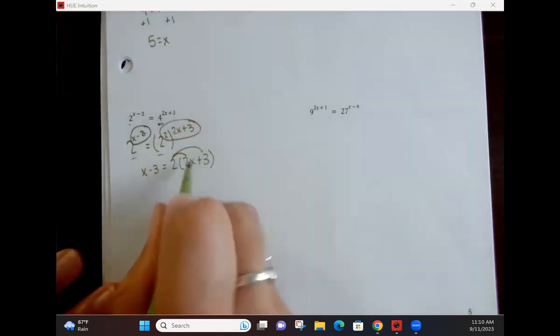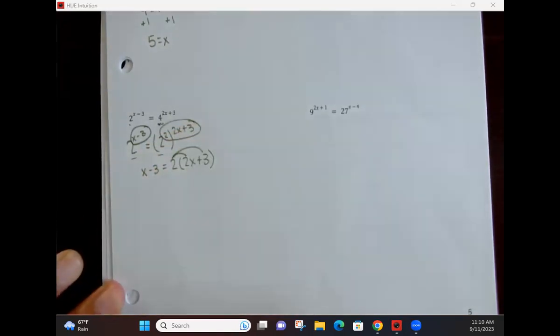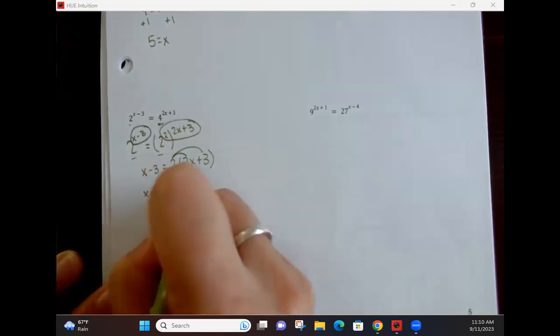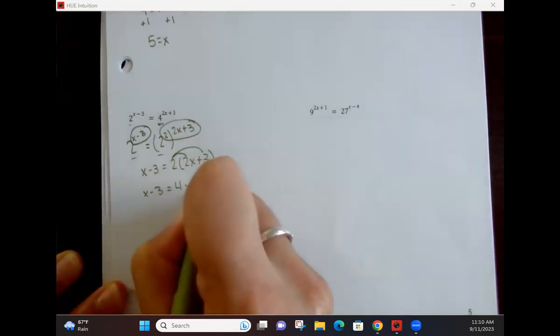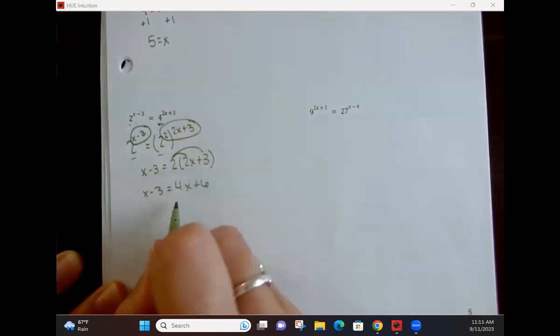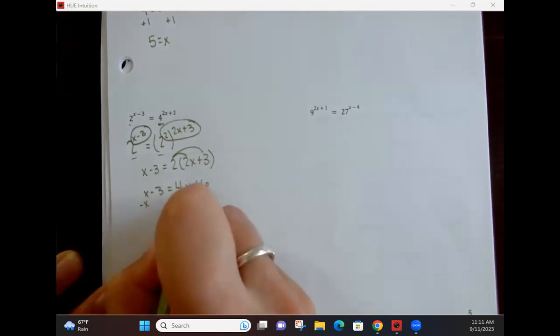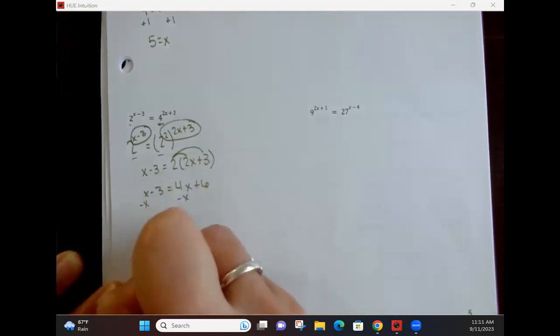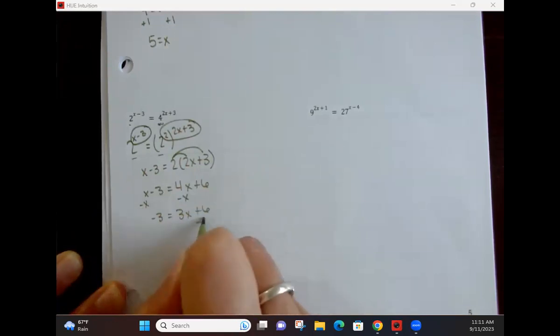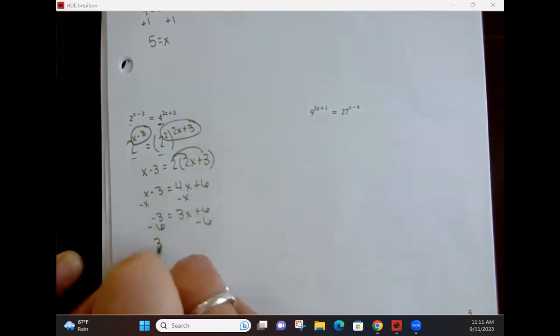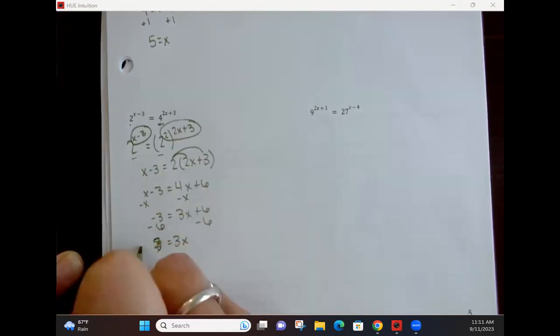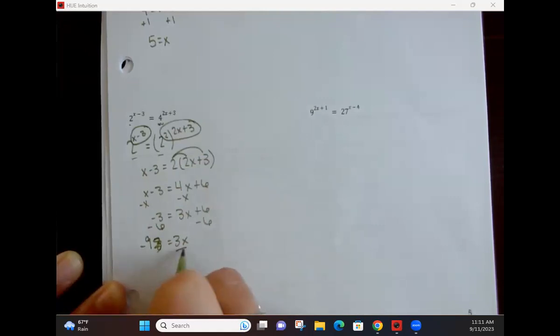Distribute here. At this point, I'm giving you something right now that I could have given you in like 8th grade, right? You know how to solve linear equations like this. This is not a big deal. I'm going to distribute. I'm going to move my x's to the same side. I'm going to work to get x by itself. Oh, sorry, this is -9. There we go. That looks better. And then I get x to be equal to -3.